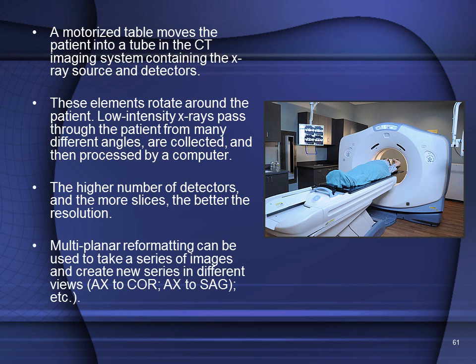Series taking in one view can be manipulated using computer technology known as multiplanar reformatting. Thus, a CT scan taking an axial view can be converted to coronal or axial to sagittal, etc. Typically, as a patient passes through the CT tube, it is an axial series that is taken, and then multiplanar reformatting is used to generate other views.